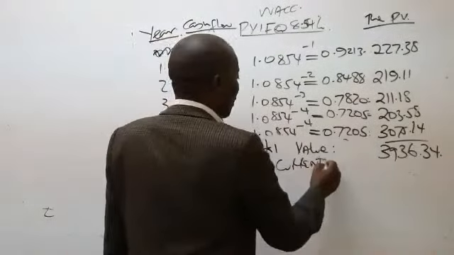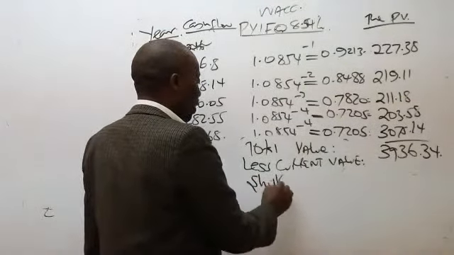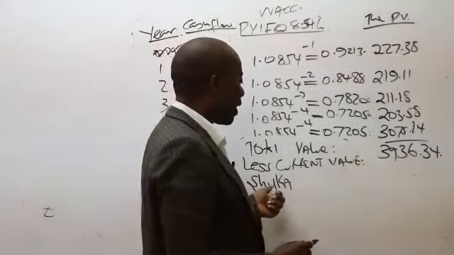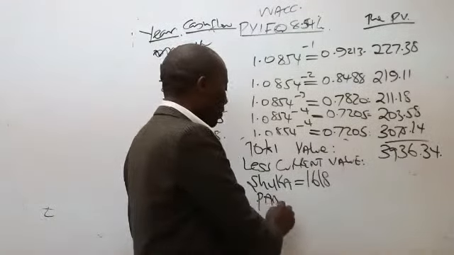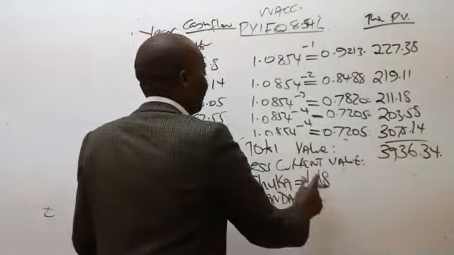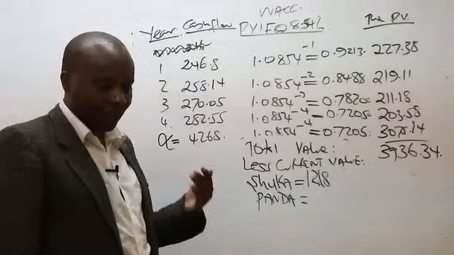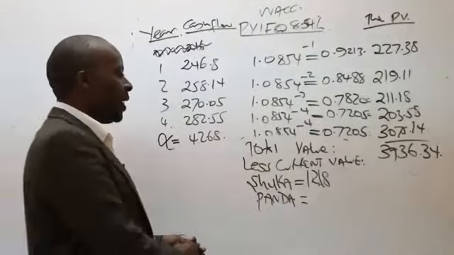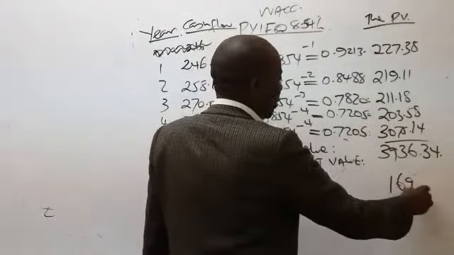When there are individual firms, we have the current value. I remember Shuka was 1280, and then Panda, the current market value, was 480. There is a place at the very beginning. So 1280 and 480. Could you kindly add the two for me? It will come to 1698.